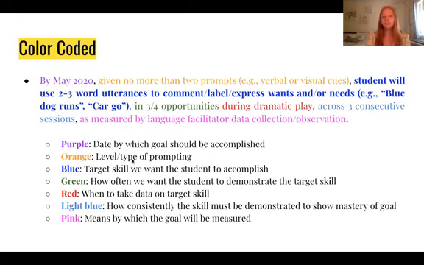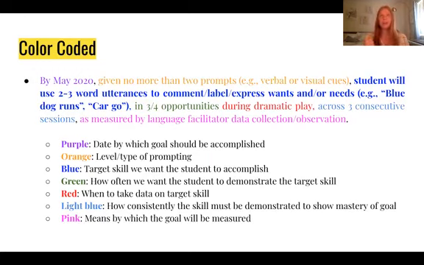The orange is the level or type of prompting, right? So given no more than 2 prompts, verbal or visual cues. And this could say a lot of different things. It could say independently, with moderate prompts, with maximal prompts, with minimal prompts. It could list an exact number, like here it could say 2 prompts, but whatever it is that you're saying, you need to define that, okay?